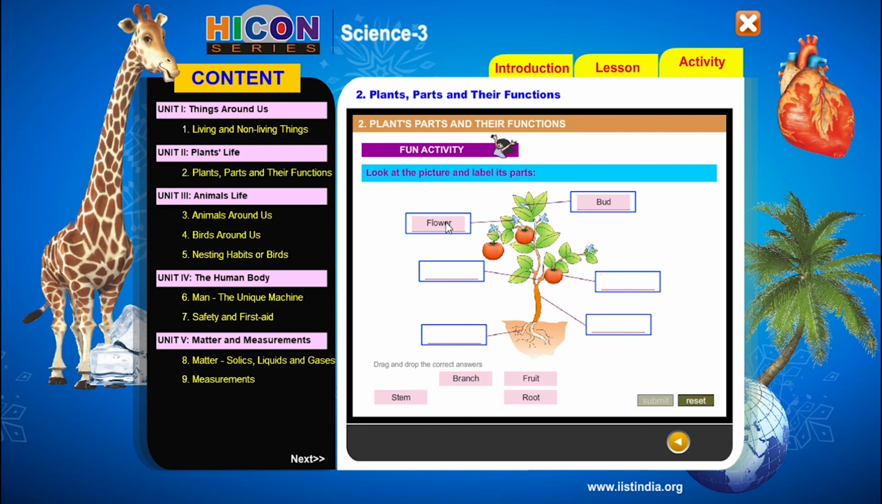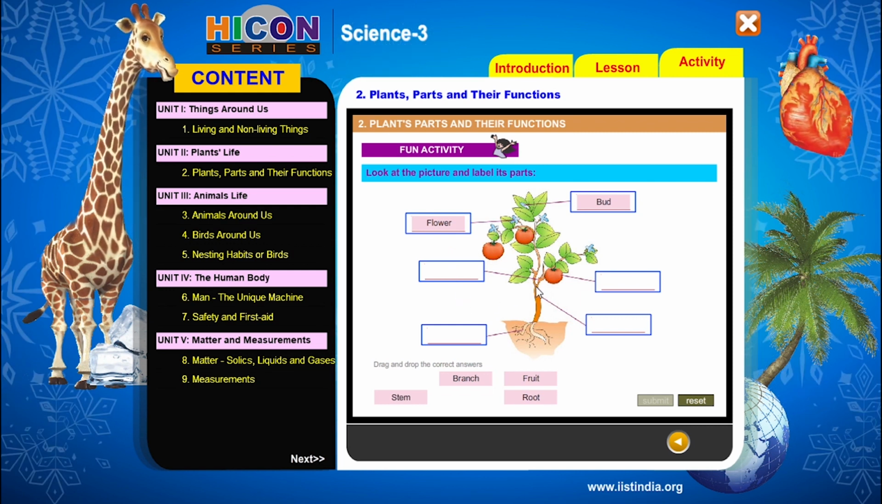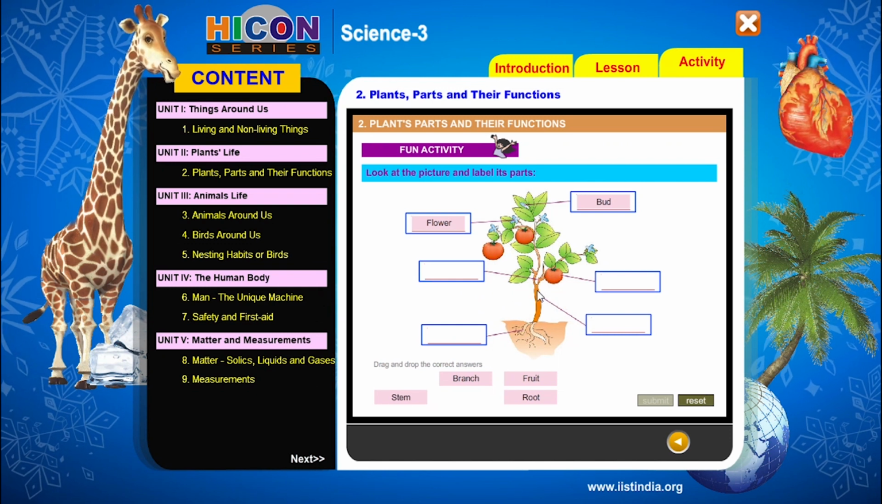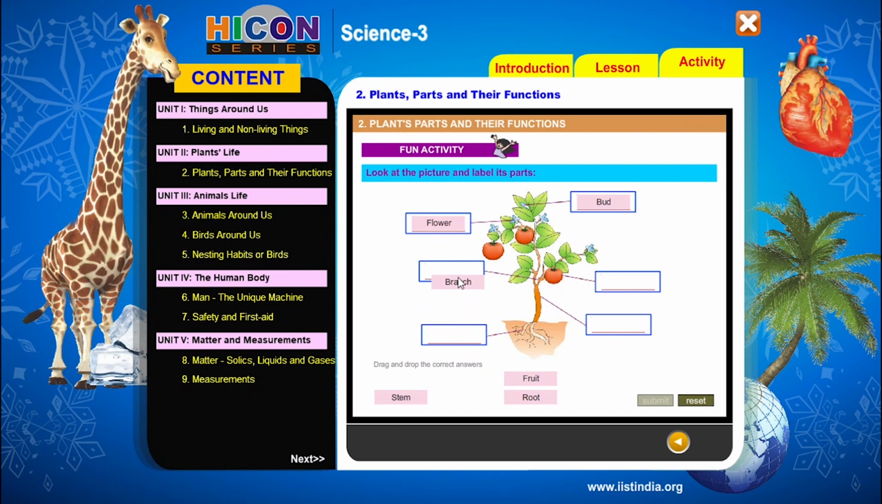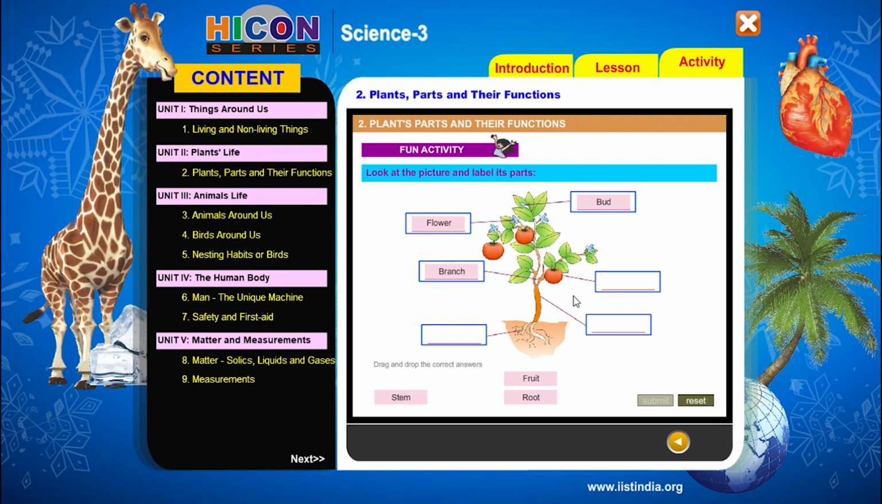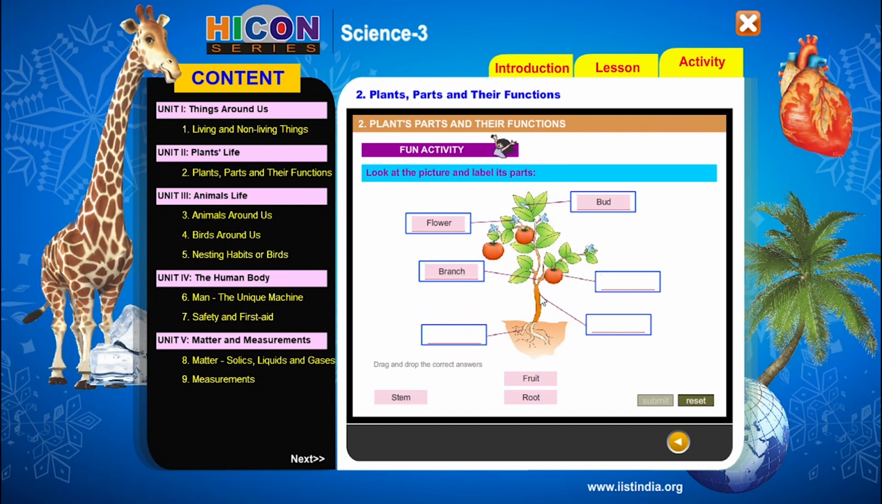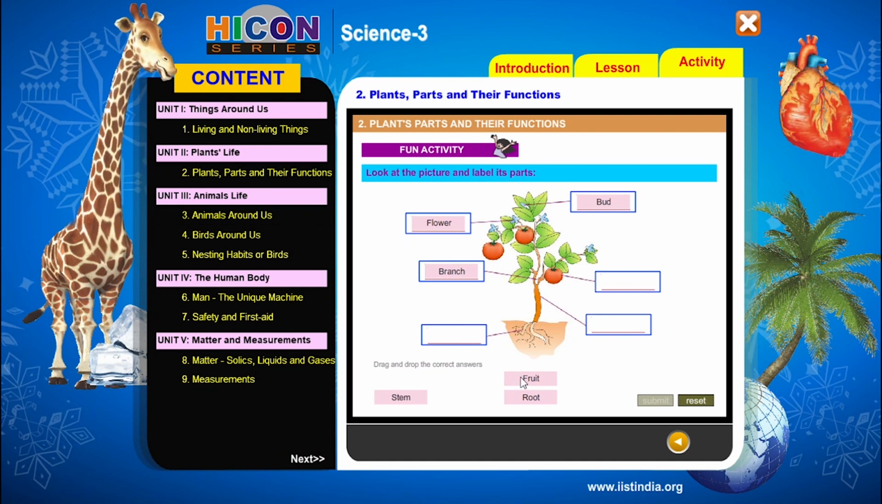Children, see the next one. What does it represent? It represents branches. So write branch in the box. Children, see the next one. Some fruits are red. So that is a fruit. Write fruit in the box.